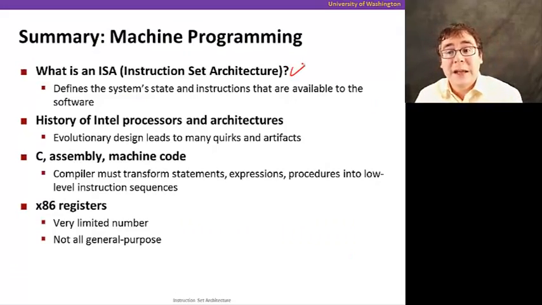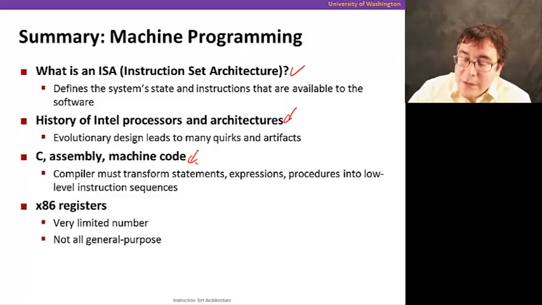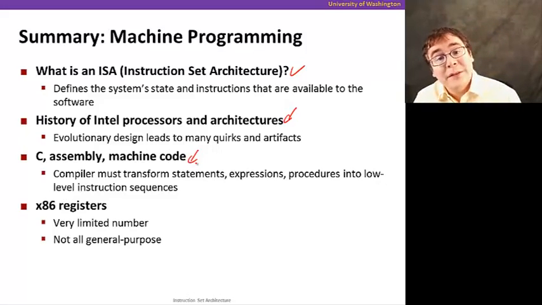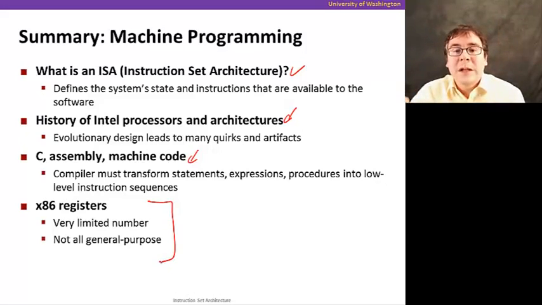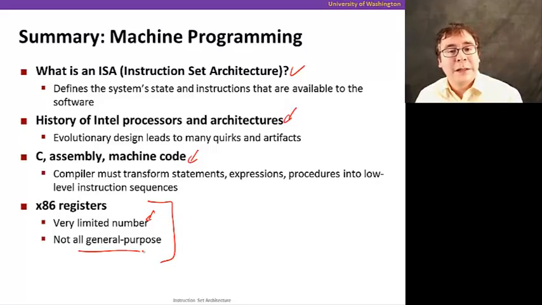It defines the system state and all the instructions that are available to software. We talked a little bit about the history of Intel processors and AMD as well. We looked at how C relates to assembly and machine code. We gave some initial examples, and we talked about x86 registers, which are really at the heart of assembly programming in x86. The thing I want you to remember is that they have a very, very limited number, and some of them have special meaning. So not all of them are general purpose.